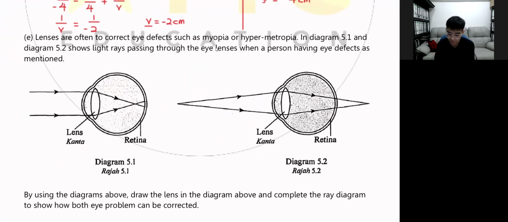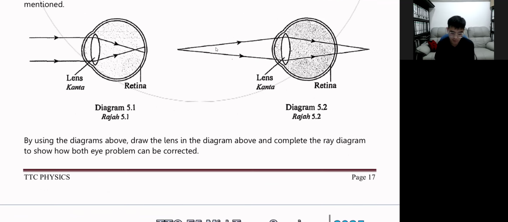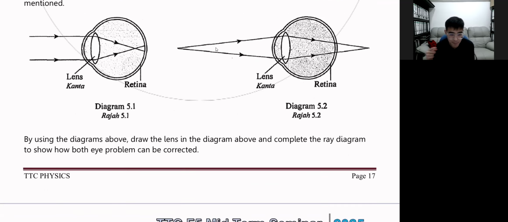So if you don't know, you can write down. Hypermetropia, that one is long-sightedness. In diagram 5.1 and diagram 5.2, it shows light passing through the eye lenses when a person has eye defects such as mentioned. Let's say a person has short-sightedness in diagram 5.1, and a person has long-sightedness in diagram 5.2. The question asks: by using the diagram above, draw the lenses and complete the ray diagram to show how both eye problems can be corrected.